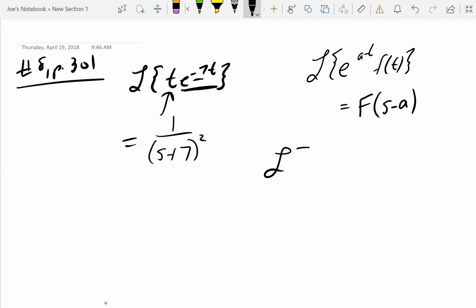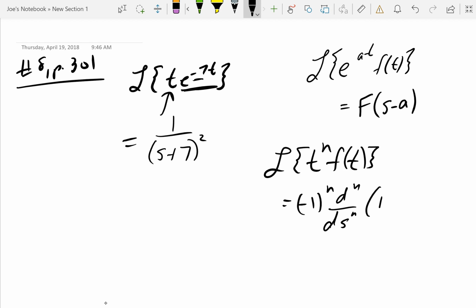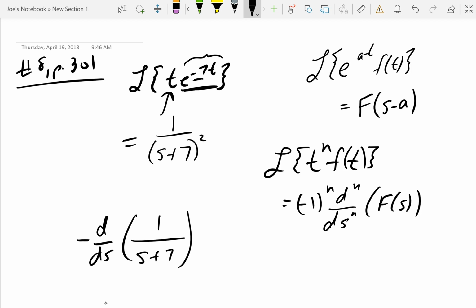The other way to think about it is the other theorem we have: if we have t to a power times a function, we can do the Laplace transform by doing negative 1 to the n, the nth derivative of the Laplace transform of little f. So let's think about this problem in this fashion. I've got e to the minus 7t. The Laplace transform of e to the minus 7t would be 1 over s plus 7. And then t to the first power would say take the negative derivative of that to get the Laplace transform. And sure enough, if you do that, you'll get 1 over s plus 7 squared. So you can use either theorem in this case to evaluate this particular Laplace transform, and you should get the same answer either way, which makes sense. Otherwise, it would be a really, really bad theorem.